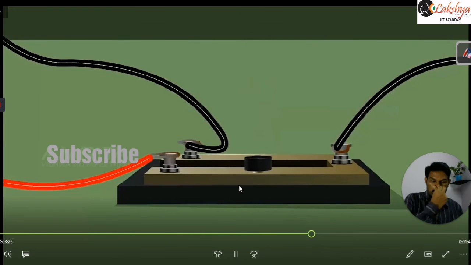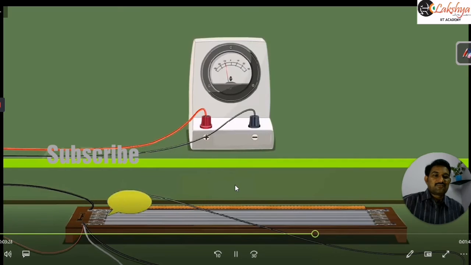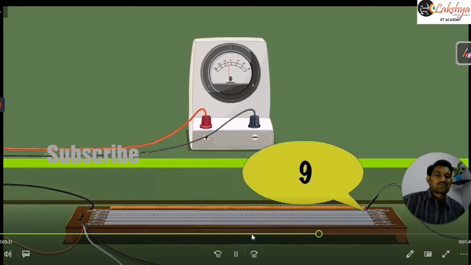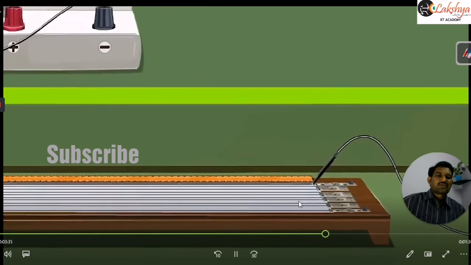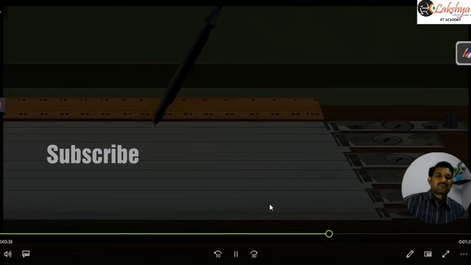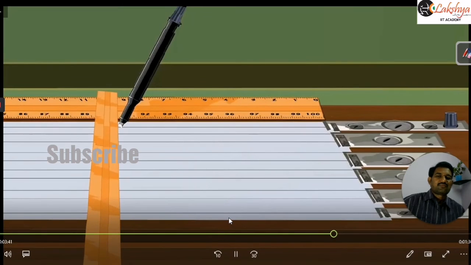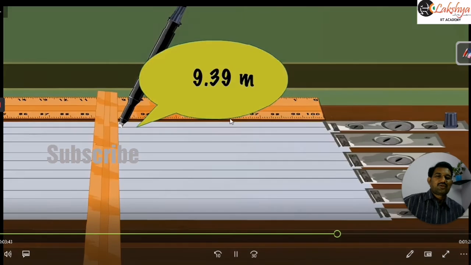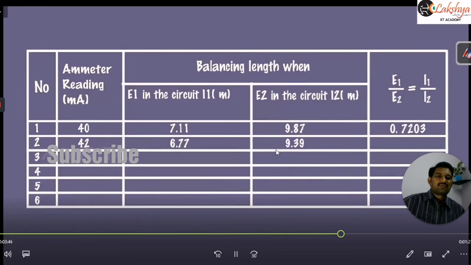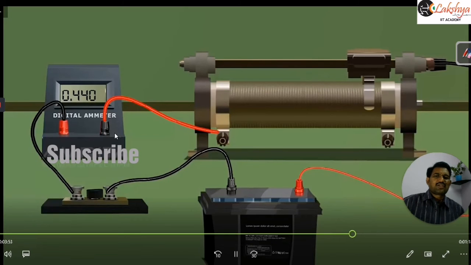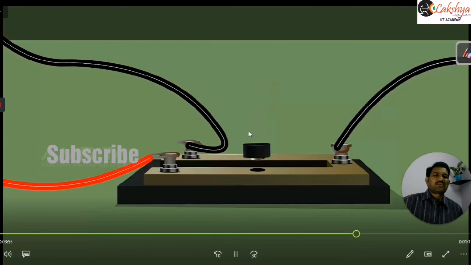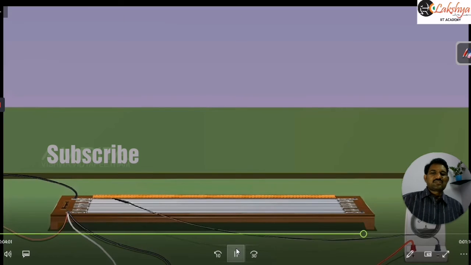As we increase the current, the balancing length will automatically decrease because there will be more potential difference across this wire. So again we find this balancing length. We get 9.31 meters here, which is less than the previous value, and then we get another E1 by E2 value. Like that we repeat this experiment for 3 or 4 values, and finally we find the average L1 by L2 value, that means the average E1 by E2 value.